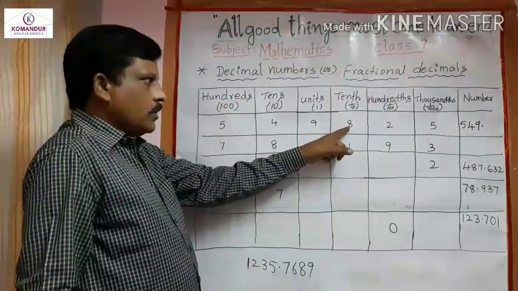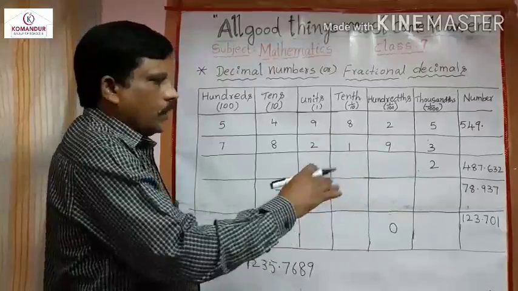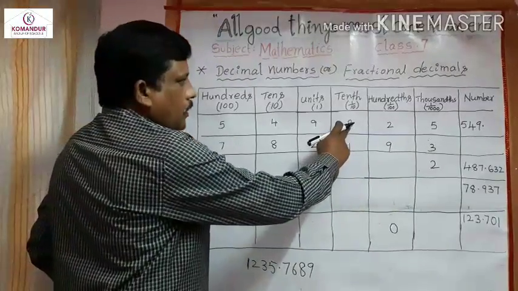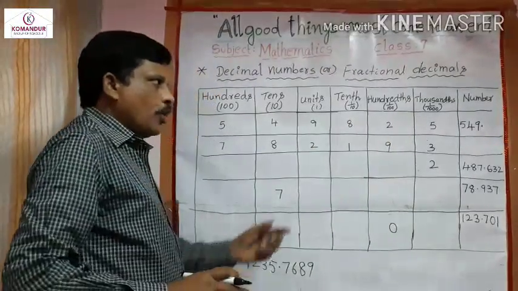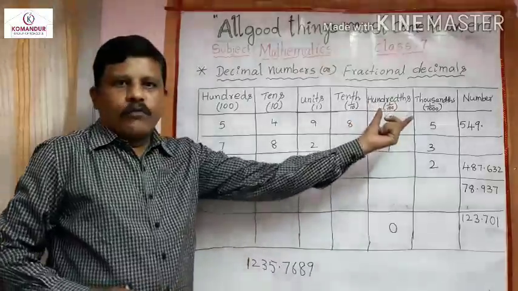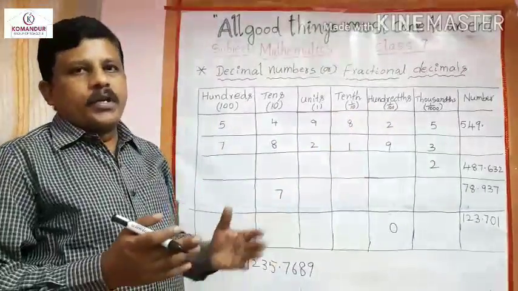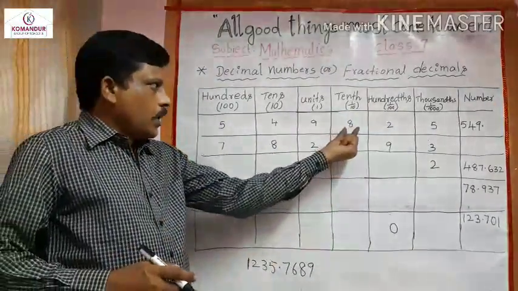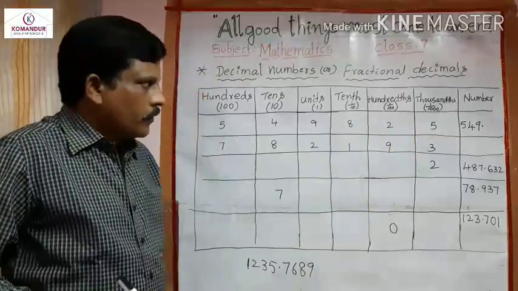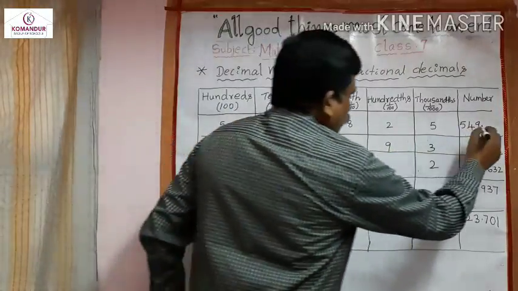549.8. This is a decimal. After that, we write the decimal number 825. Don't read it as eight hundred twenty-five; after the decimal point we read the digits individually: 825.